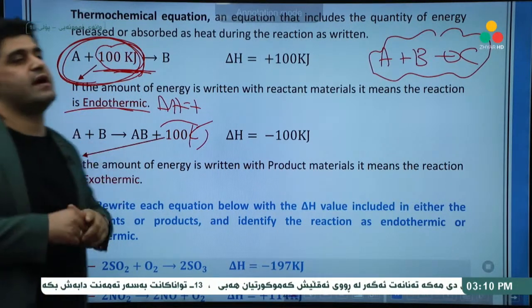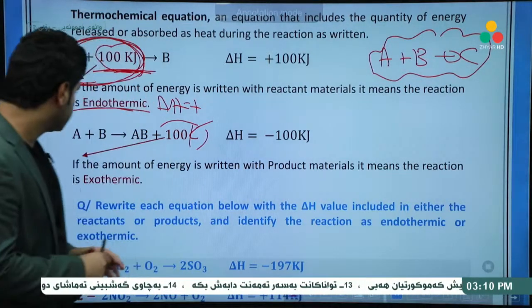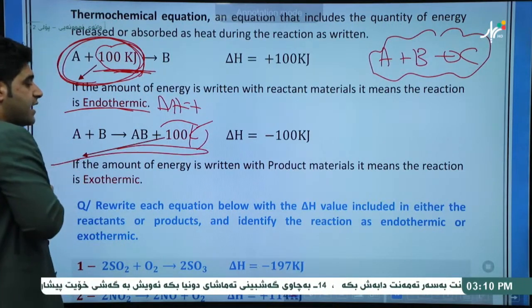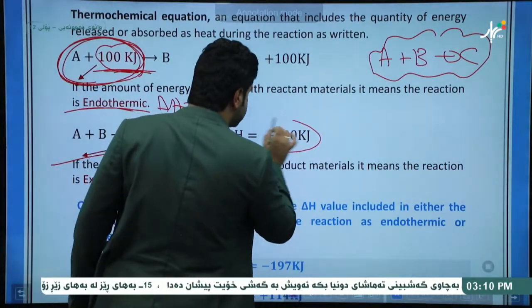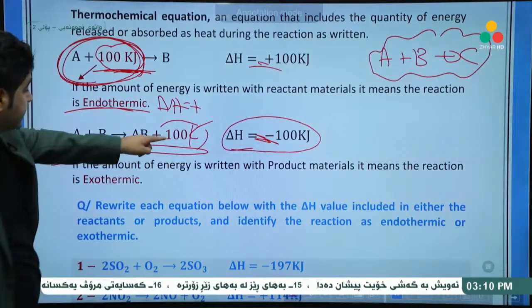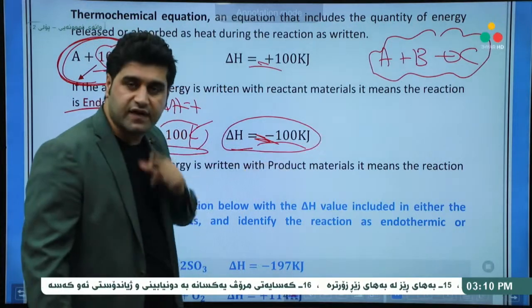When? If we get the amount of energy written with the reactants. But if the amount of energy is written with the products, it is called an exothermic reaction, negative delta H. 100 kilojoule written with the product, so delta H is equal to negative 100.